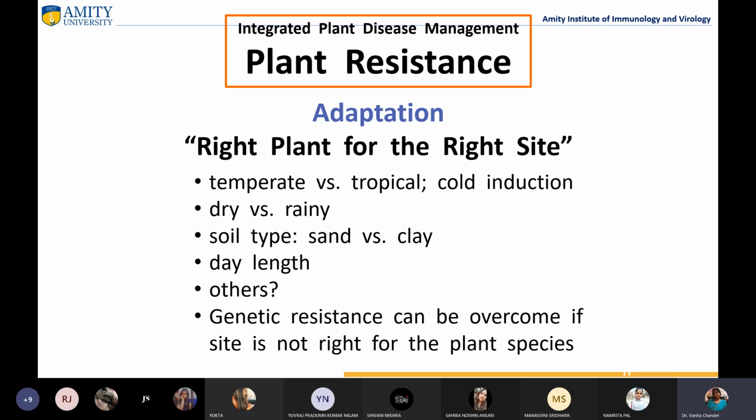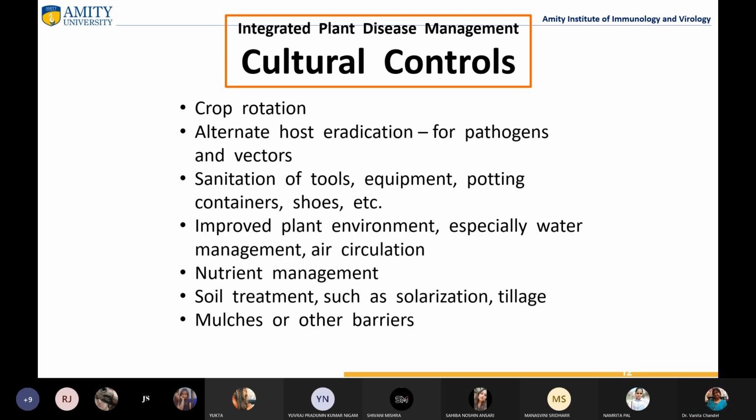So if we are growing a particular plant out of one place and we are growing it in some other place where the environment and the weather variables are not those which are required for the plant to grow, the genetic resistance can be overcome in those areas. Then cultural control. This is again one kind of control.